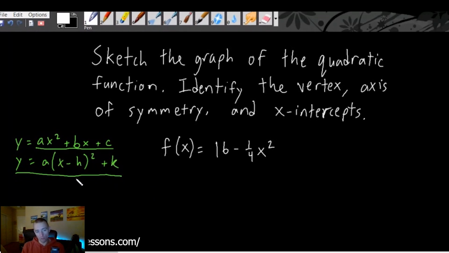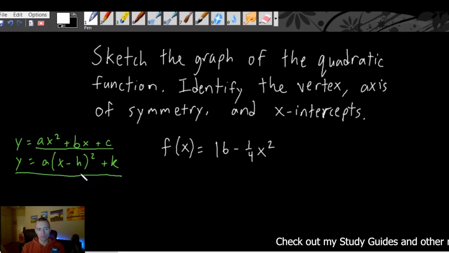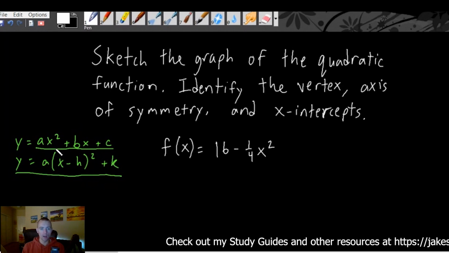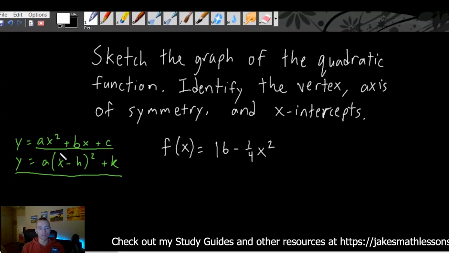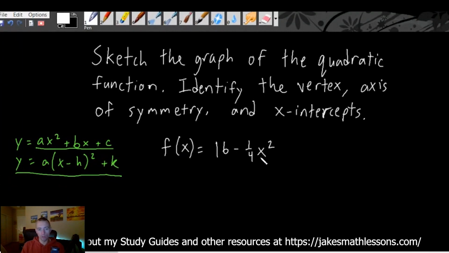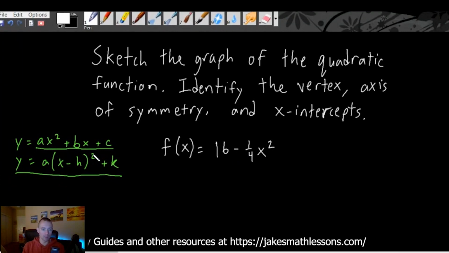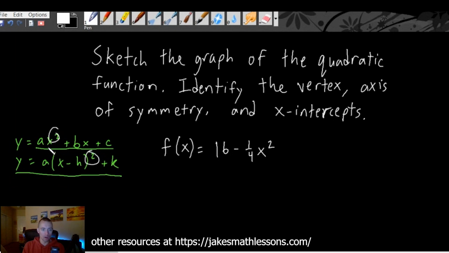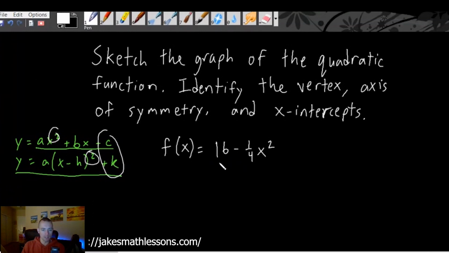Personally, I like working with vertex form more, just because it's a little bit easier to graph a function that's in this vertex form. However, there are a lot of cases where you're given something that you can get to standard form, and it's really not that much more difficult. So in this case, you have your x squared term going on before your constant term at the end. Here, we have a constant term and then an x squared term.